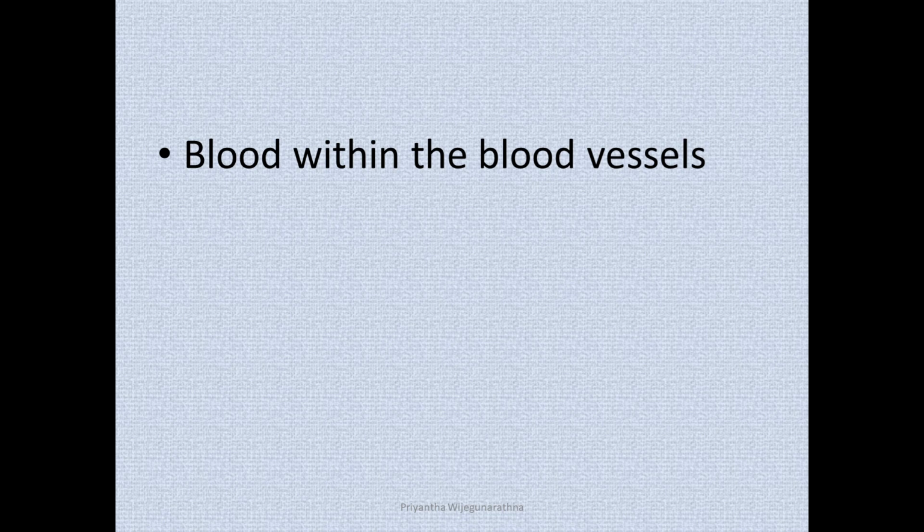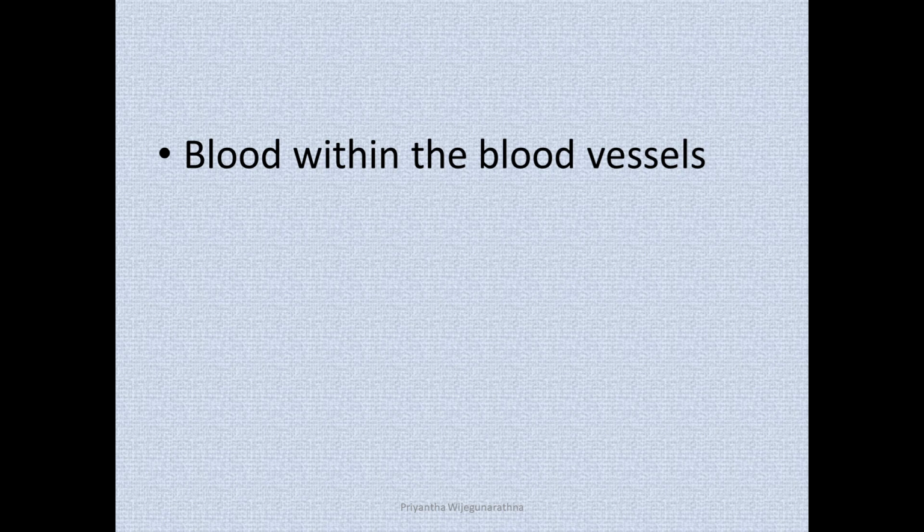If you take the blood vessels, they carry or transport blood. In the human body, blood is always circulating within the blood vessels. But there are some animals, like cockroaches and insects, where the blood flows in cavities. But in our body, blood flows through blood vessels. So our blood circulatory system is called a closed circulatory system.